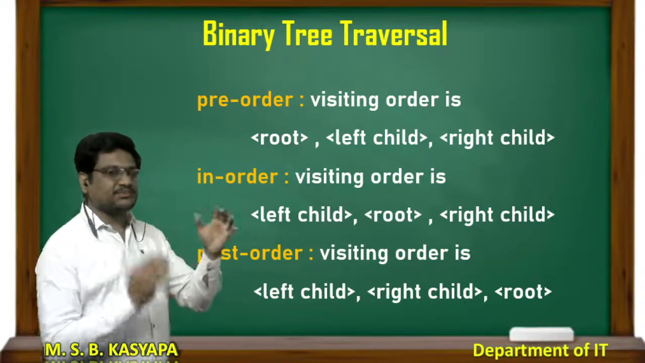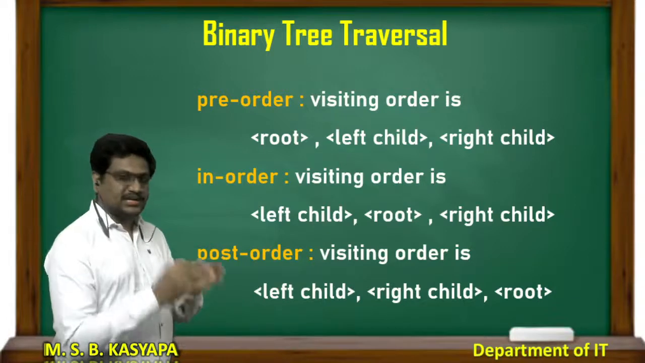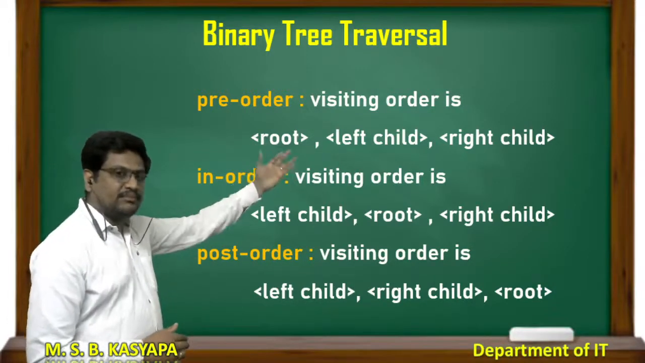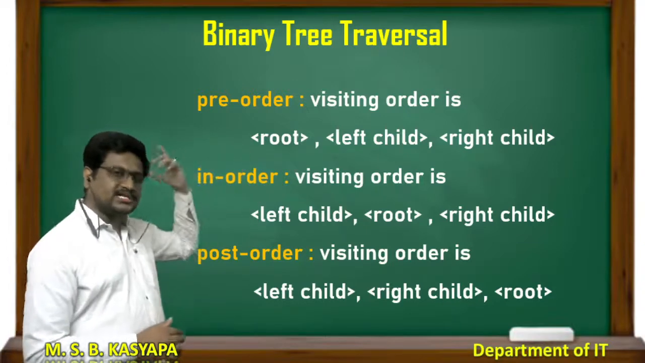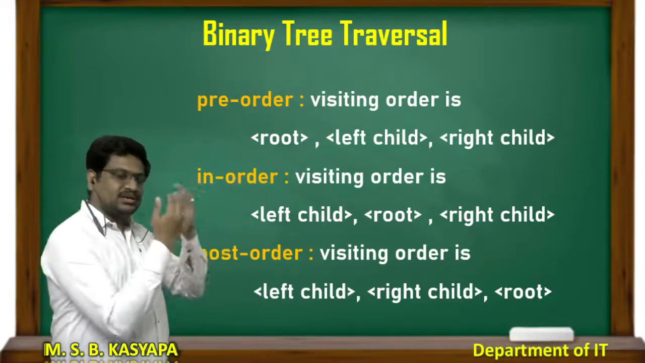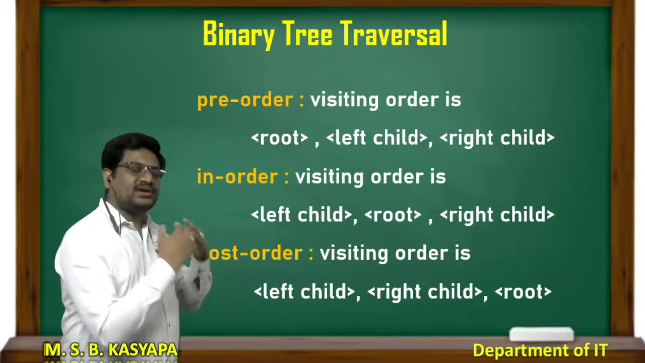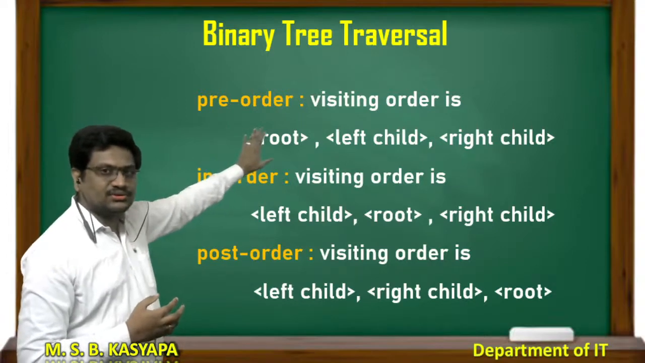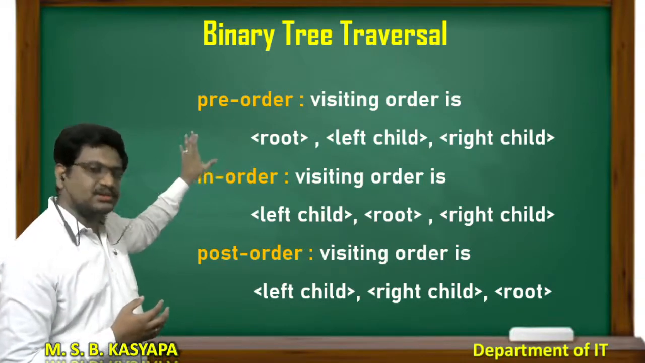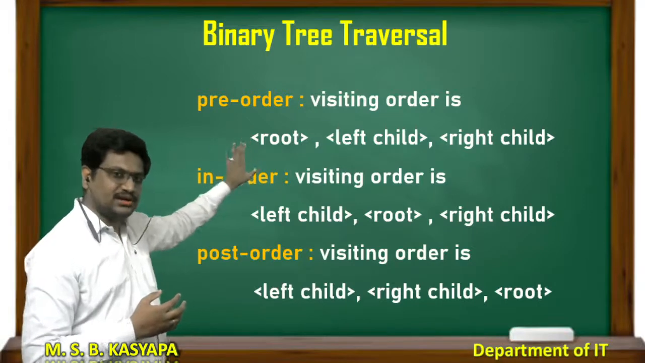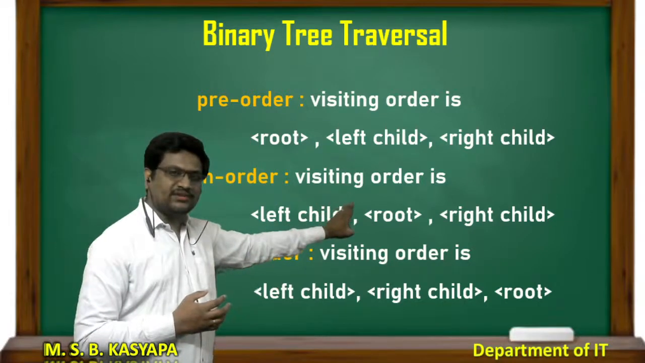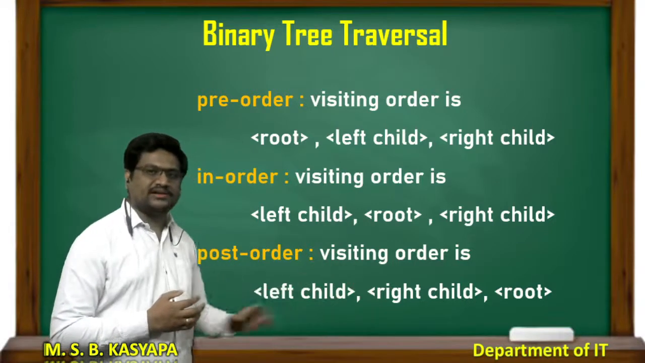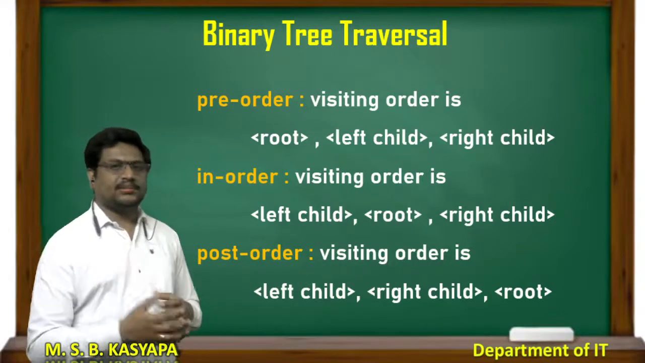If you see here, pre means before, in means between, post means after. Here I am visiting the root first itself, so that's why it is pre-order. It represents the place where we are visiting the root node: the root node is visited before the left child and right child, so pre-order. Here the root is visited in between left and right, so that's why it is in-order. Here I am visiting after the left child and right child, so that's why it is post-order.